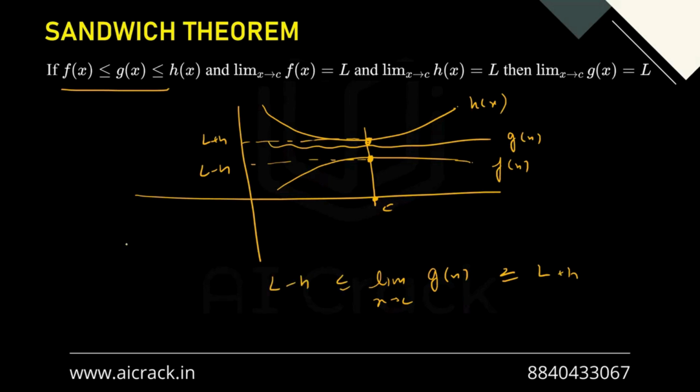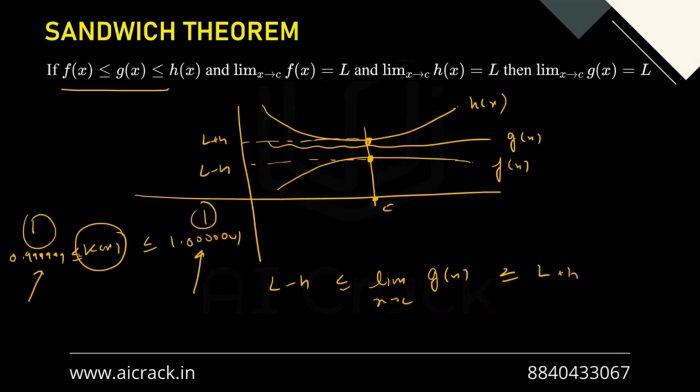It's like saying that let's say some kx value is less than equals to 1.0000001 and greater than equals to 0.999999. Ultimately we can see that this is approaching 1, this is approaching 1, so limit is 1 over here, limit is 1 over here, and since this number is between these two very close numbers, the limit would be 1 only, right? So that is the idea behind sandwich theorem.